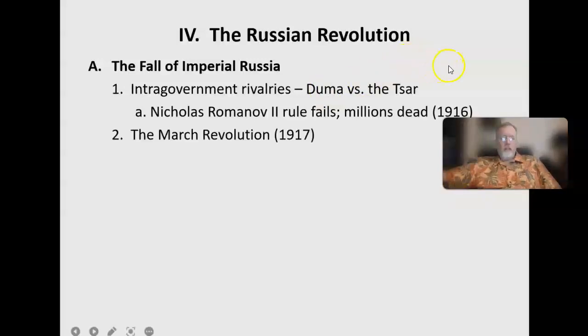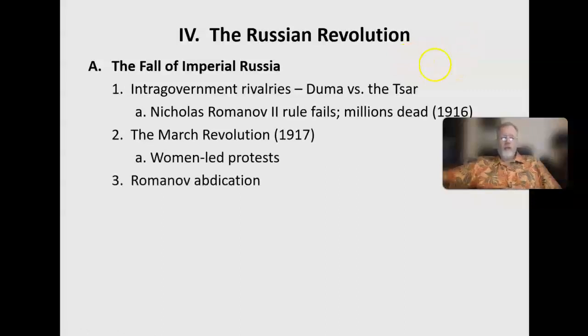We see the March Revolution, 1917, the women of Petrograd, Russia. They protest in the streets, talking about the lack of bread and food for their families. They're starving. They're protesting all their men are being taken away to fight in the war, their fathers, their brothers, their sons. And they couldn't feed their families. They couldn't find work. This starts riots.